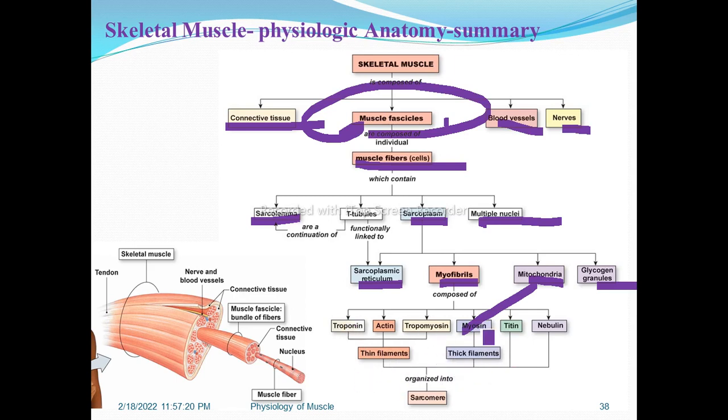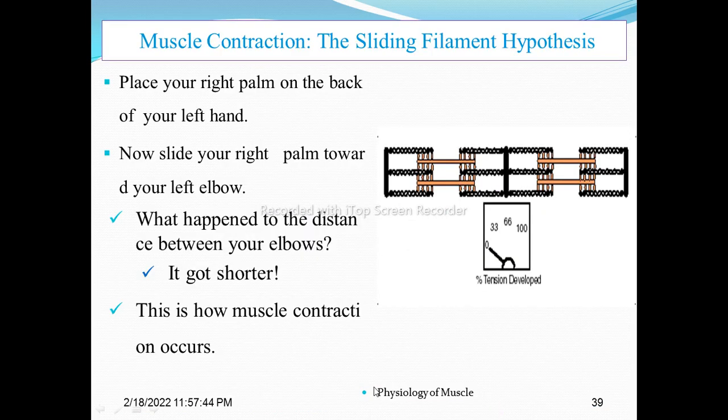All this thick and thin filament is organized into sarcomere. So this is muscle, skeletal muscle, and this is muscle fiber, and there are connective tissues. Finally it is muscle fiber. So this is the organization.